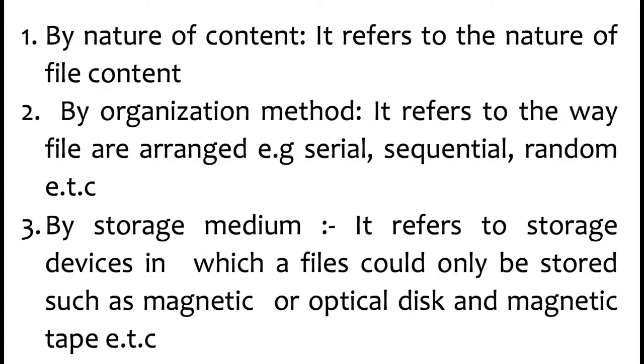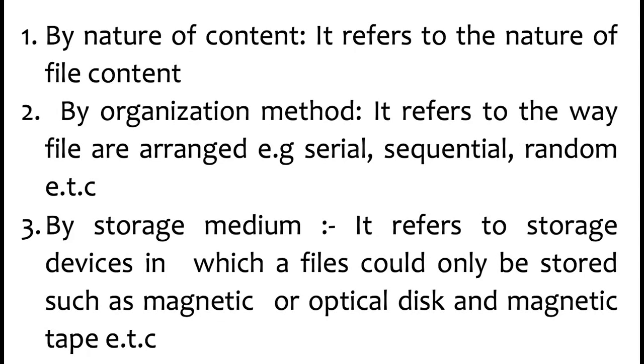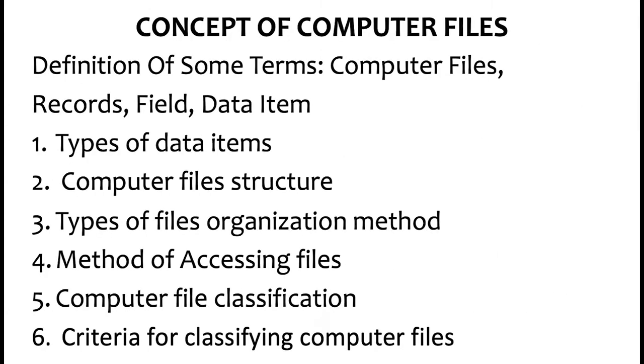The next is by method of storage medium. Storage, we know, is the way we store our data for reference purposes, or it can serve as a memory. It refers to the storage device in which a file can be stored, such as magnetic or optical discs and the magnetic tape, etc. That's how we store our files, by storage medium. Next is that there are some concepts of computer files. Those are all the definitions of the criteria that we give under the computer data files.